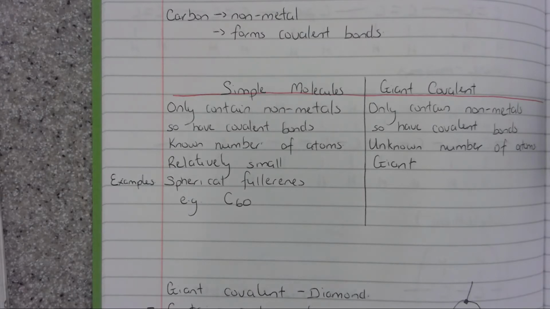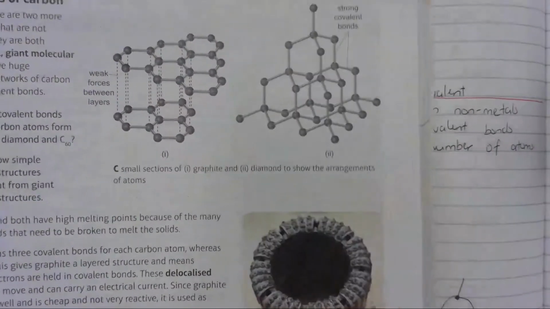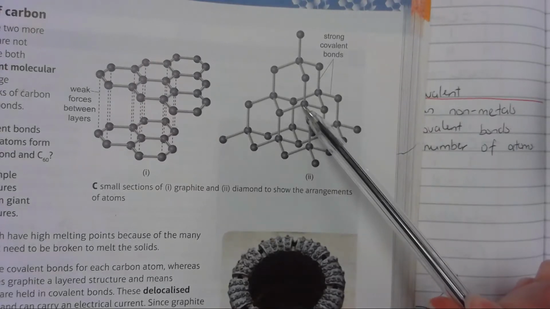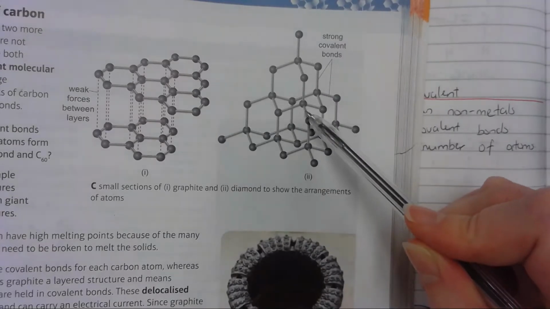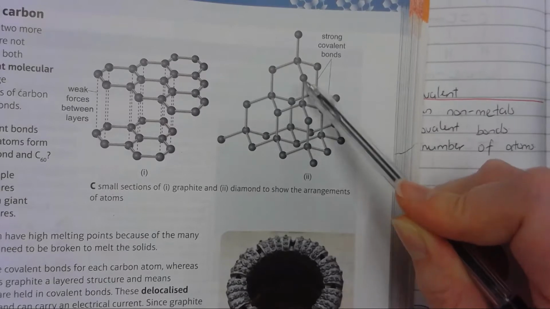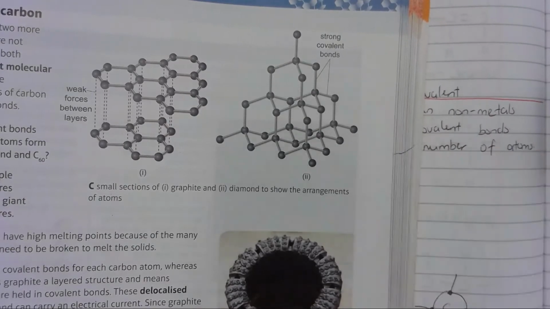So the first giant covalent structure we're going to look at is diamond, and I'm going to put a picture of diamond for you, okay? So each black dot here, as I said, represents a carbon atom, and you'll see that each carbon atom can form 1, 2, 3, 4 bonds to other carbon atoms. Again, because these are non-metals, all of these bonds are covalent, and these covalent bonds are very strong.